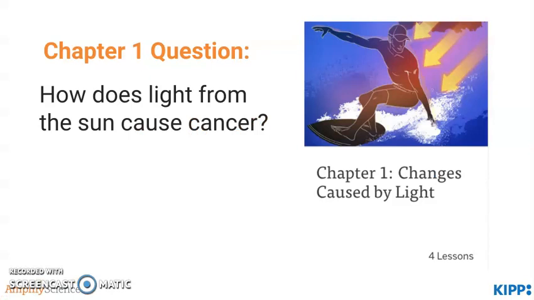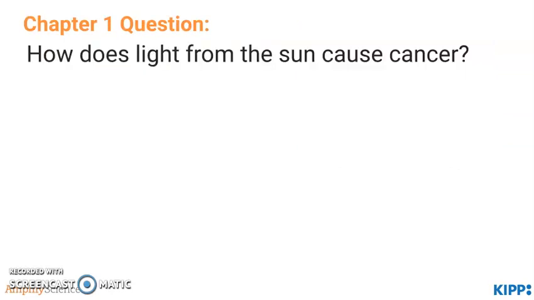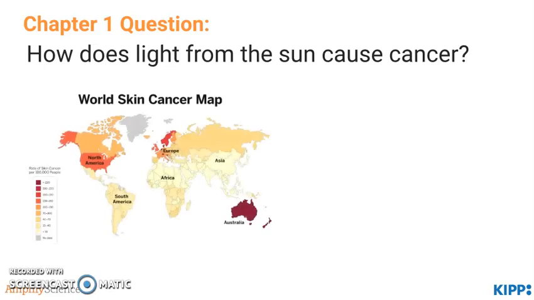In Chapter 1, students are working to answer the question, how does light from the sun cause cancer? On the first day, students will take their pre-assessment, which will help you gather data as to what kids already know about light waves. On the next day, students jump right into tackling the problem of high skin cancer rates in Australia. They look at a map that shows how much higher the skin cancer rate is in Australia than anywhere else in the world.